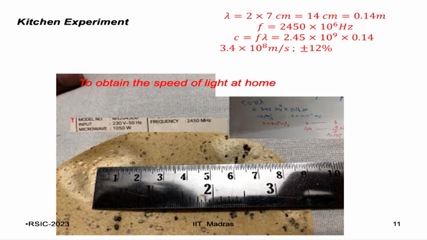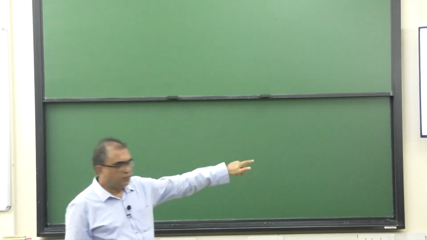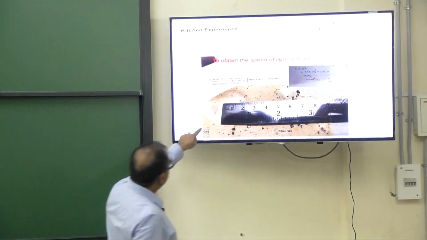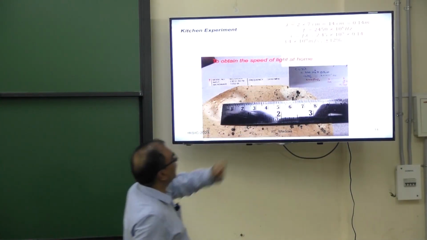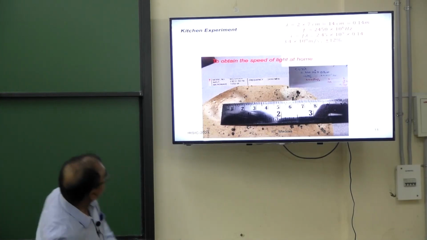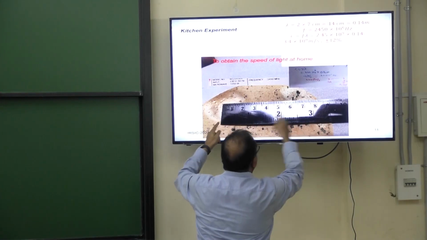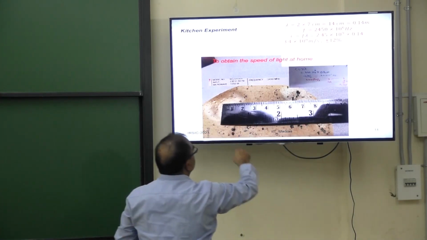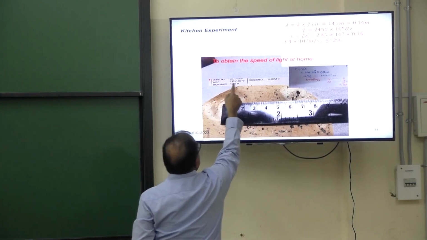So put the papad inside and now switch on for 10 seconds. You see that the papad which you can eat is only here and here, two places. You can see the difference between the color. And you measure the distance in centimeters by your scale. It's about 7 centimeters.